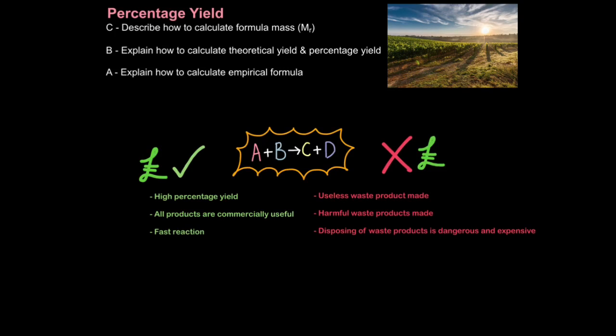However, perhaps some of these products are useless waste products and therefore have no commercial value. Perhaps some are harmful waste products and therefore can damage the environment, and disposing of these waste products can be expensive, and some may be unsafe and therefore dangerous. So these are reasons that would affect how much profit a chemist makes and would turn them off doing this reaction. But one thing's for sure, there is a lot of money to be had in chemistry.